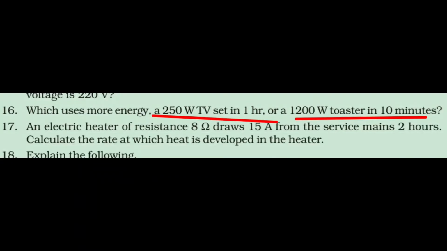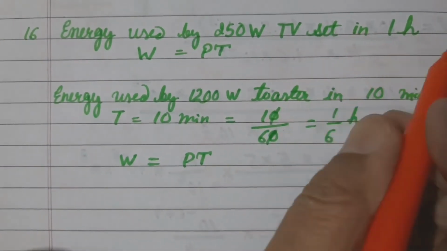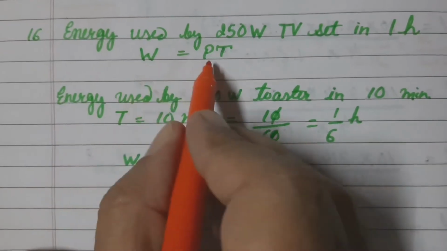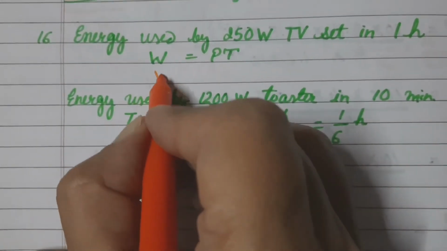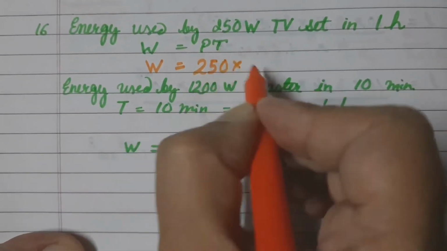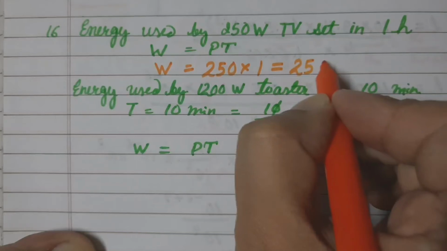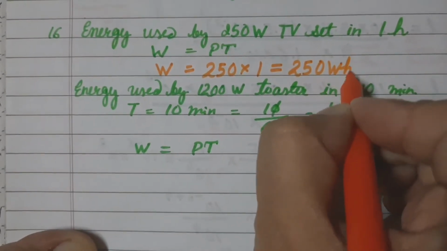Question 16. Which uses more energy? A 250 watt TV set in 1 hour or a 1200 watt toaster in 10 minutes? Energy used by a 250 watt TV set in 1 hour. W is equal to P into T. Let us fill the values. Power is 250 watt and time is 1 hour. So the answer is 250 watt hour.